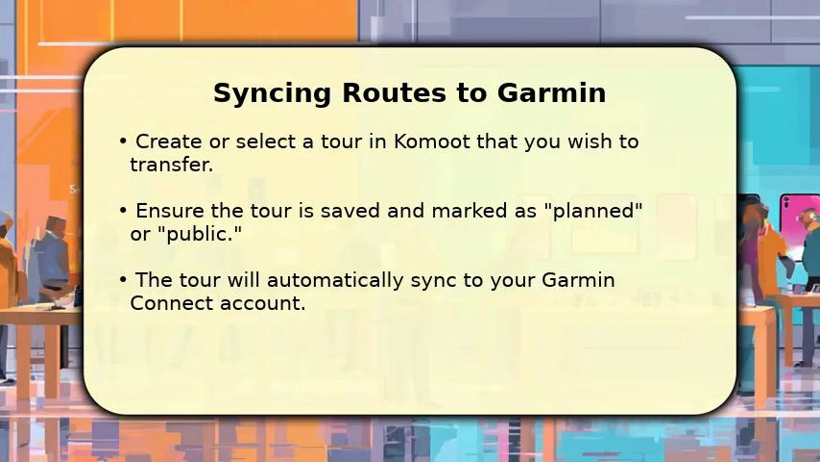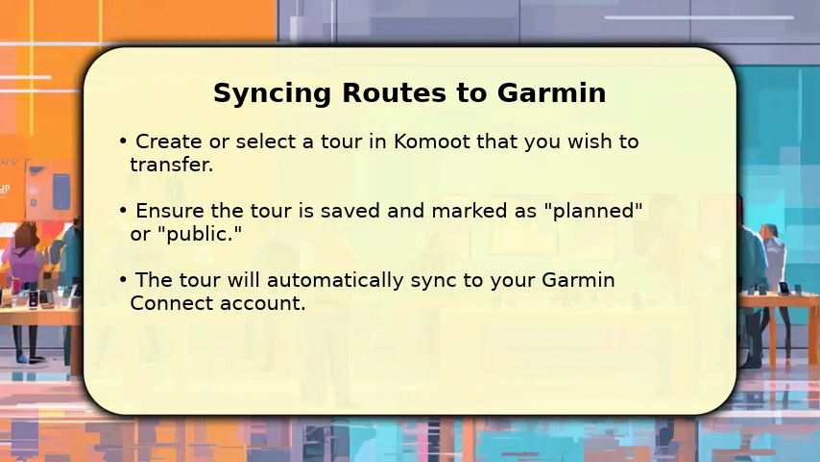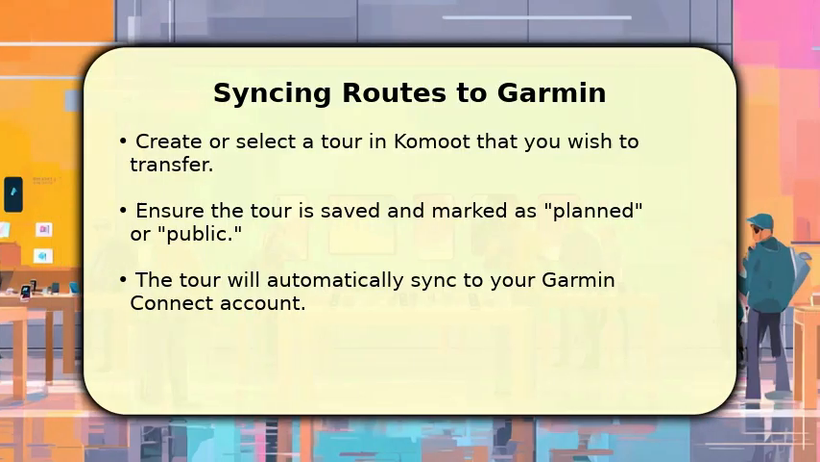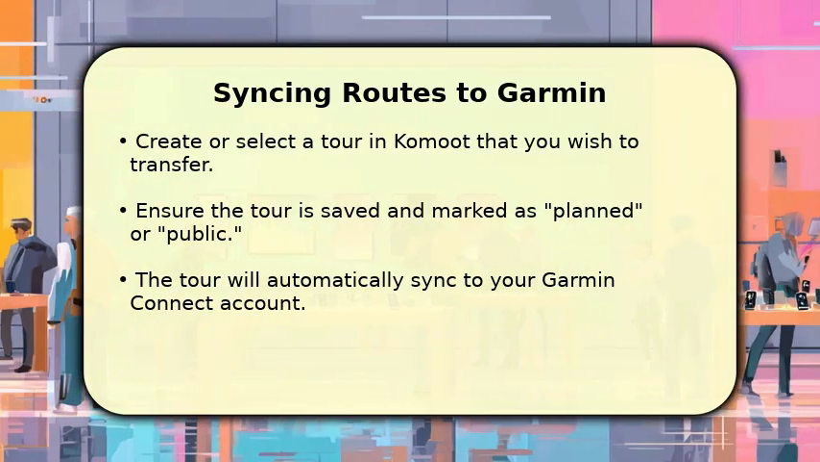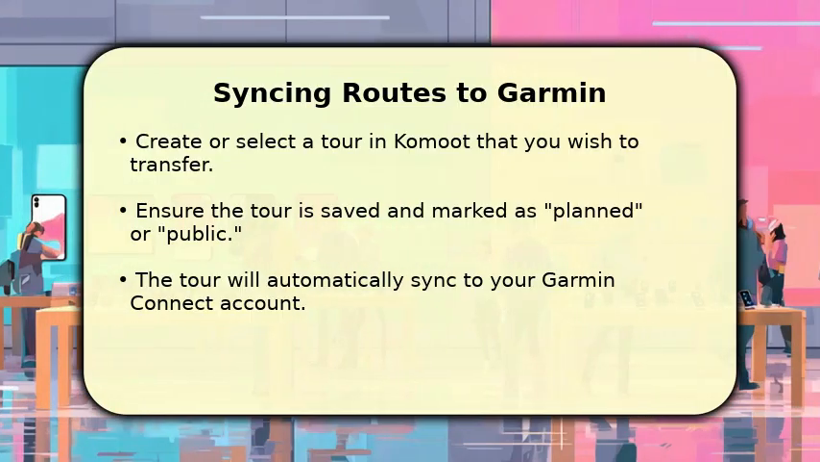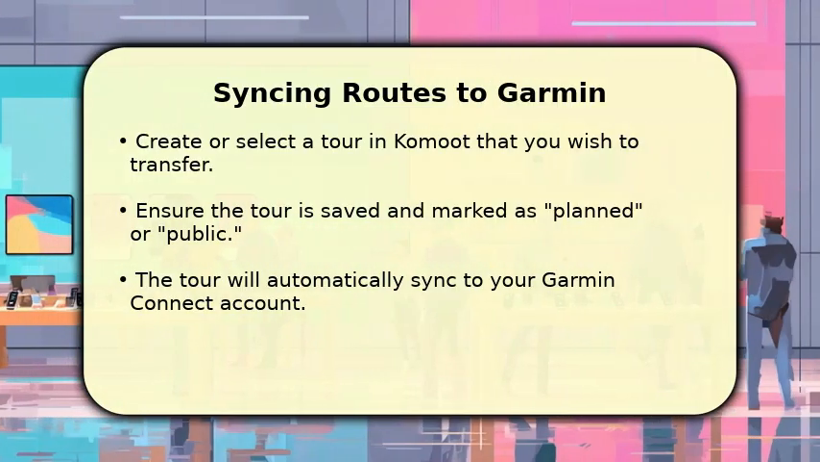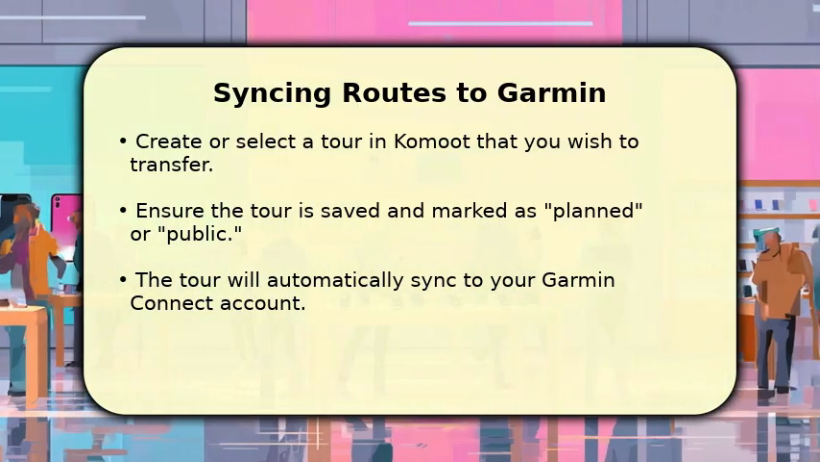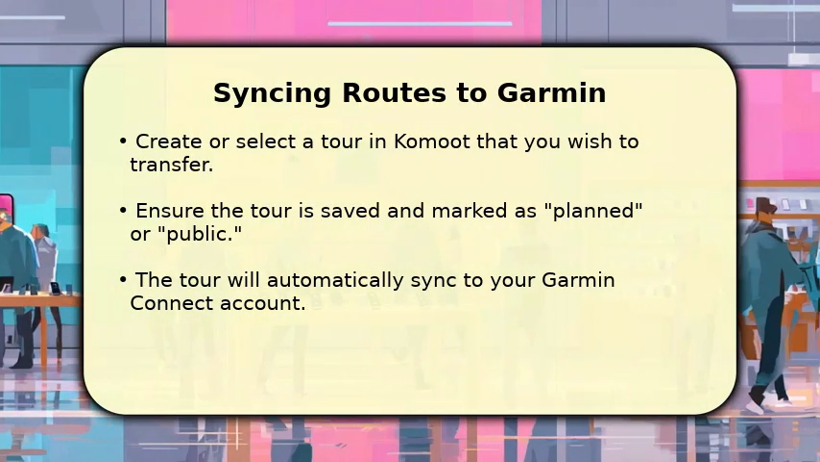Now, let's get your Komoot routes onto your Garmin device. Once your accounts are linked, any new or existing tours you create and save in Komoot will automatically sync to Garmin Connect. Just make sure the tour is planned and saved. You can then find these tours under the Courses or Routes section on your Garmin device. If you don't see it right away, perform a quick manual sync on your Garmin device to refresh the data.